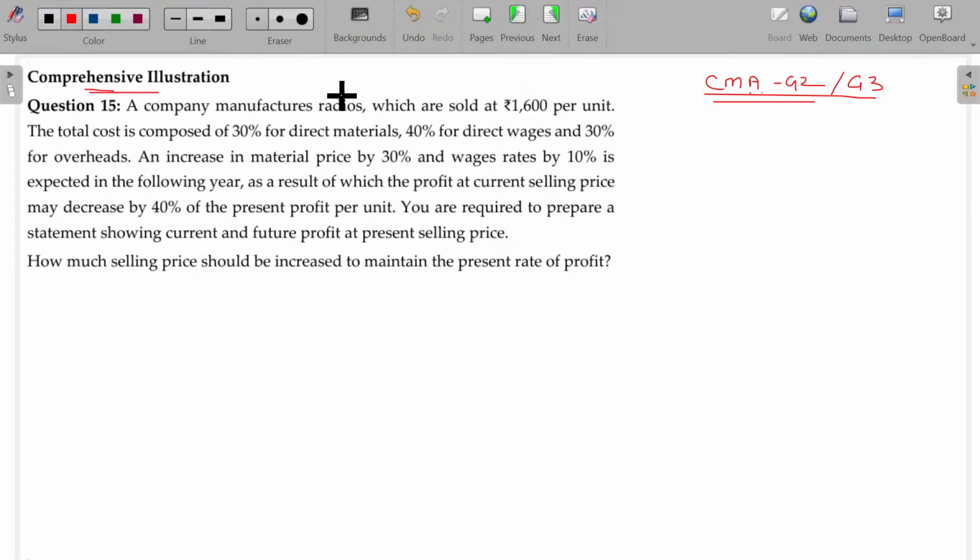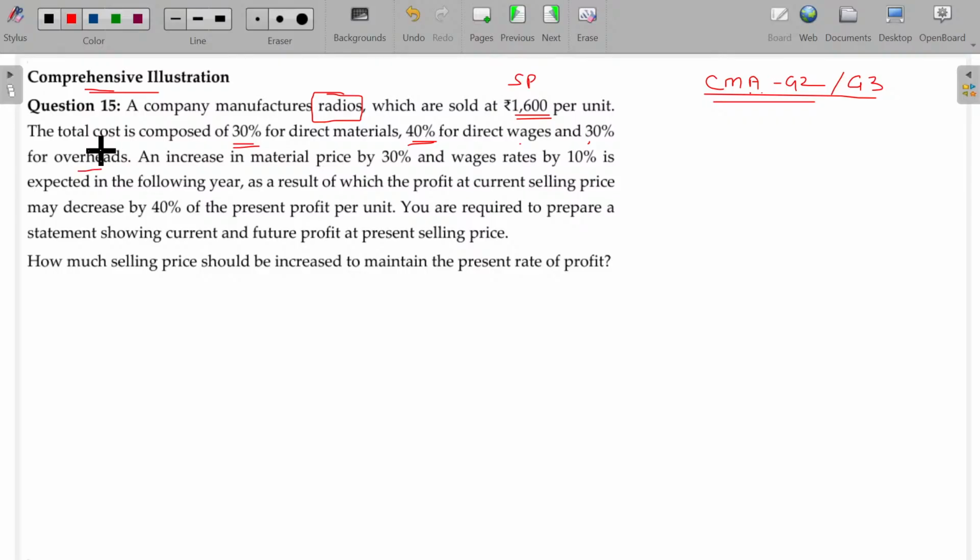A company manufactures radios which are sold at 1600 per unit sale price. Total cost is composed of 30% direct materials, 40% direct wages, 30% overheads.